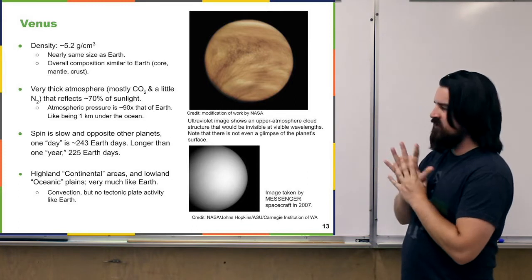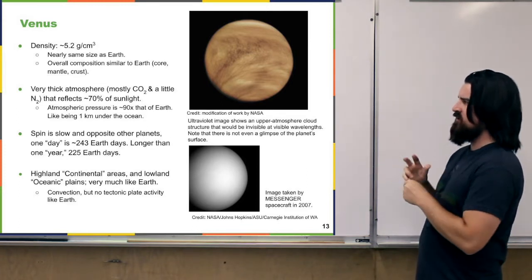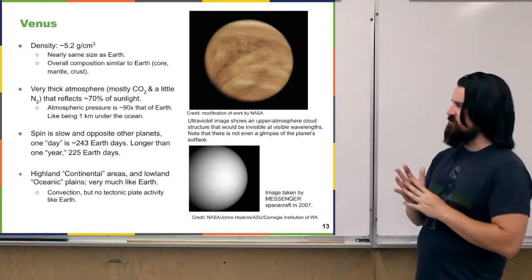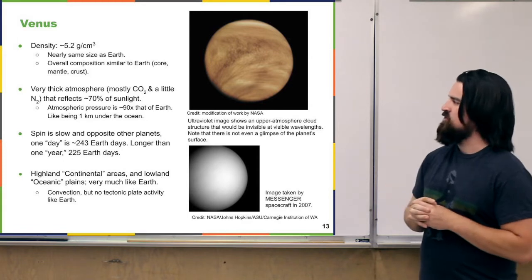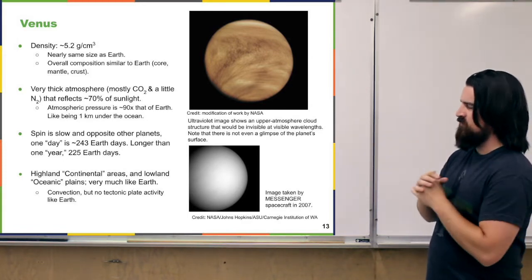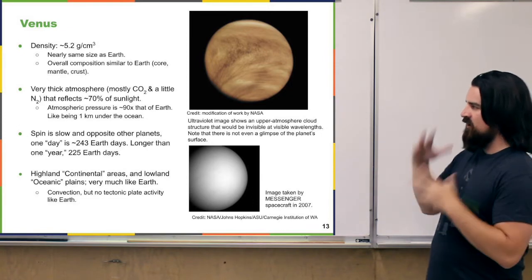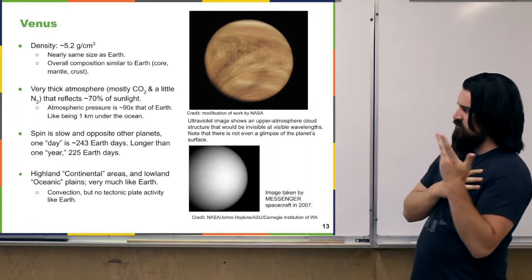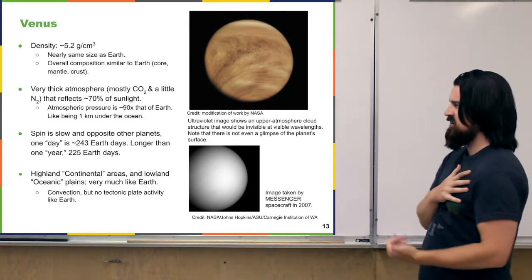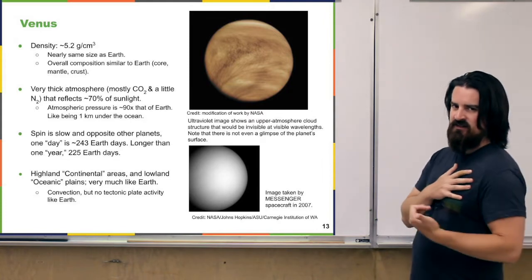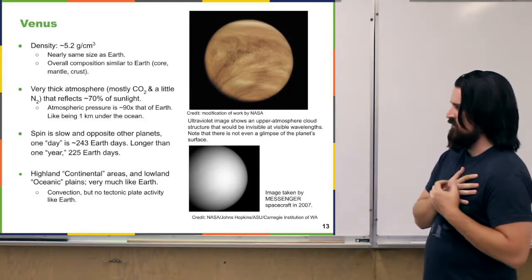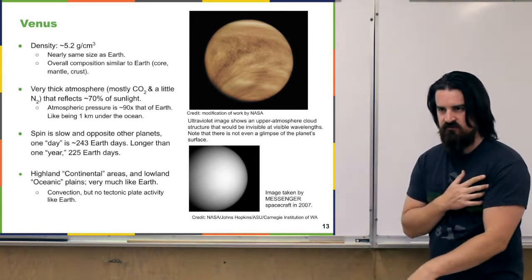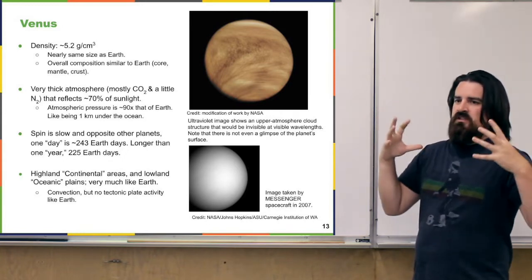It has a very thick atmosphere that is almost entirely composed of CO2, carbon dioxide. It's about 96% CO2, with a little bit of nitrogen gas and a tiny bit of some other stuff, but mostly carbon dioxide. And that ends up reflecting a lot of the sunlight that hits Venus. That atmosphere is so thick that if you were on the surface of Venus, the pressure would be about 90 times the pressure we experience here on Earth, which would be like being about a kilometer under the ocean. Very high pressure, right? You'd be squeezed.